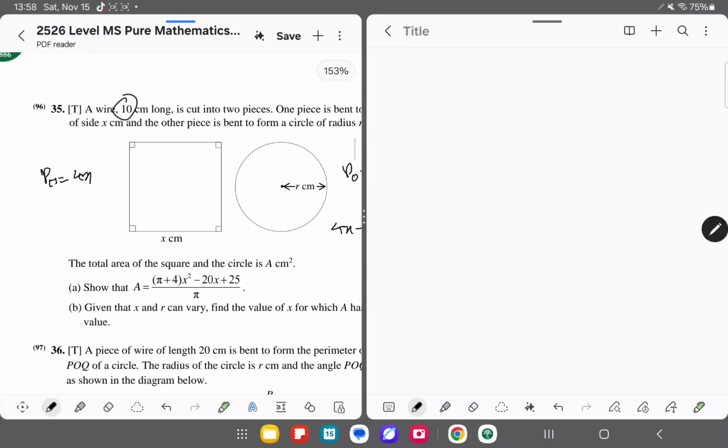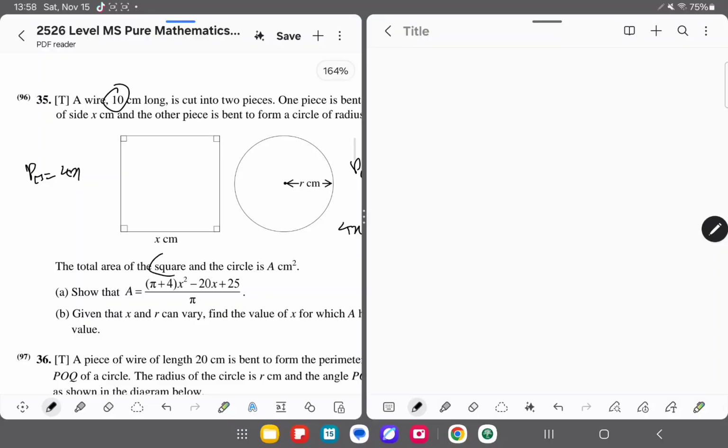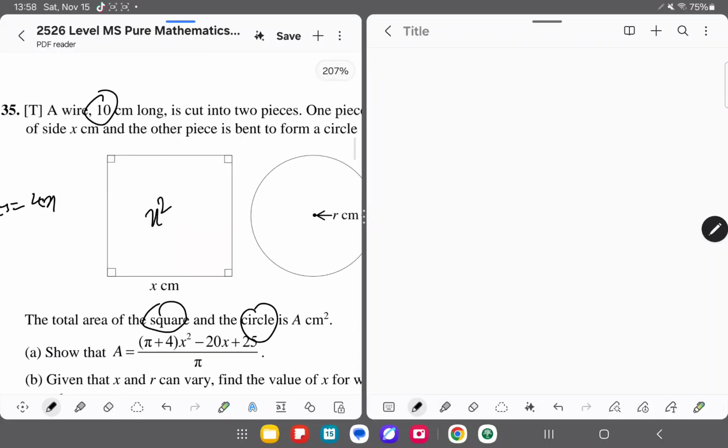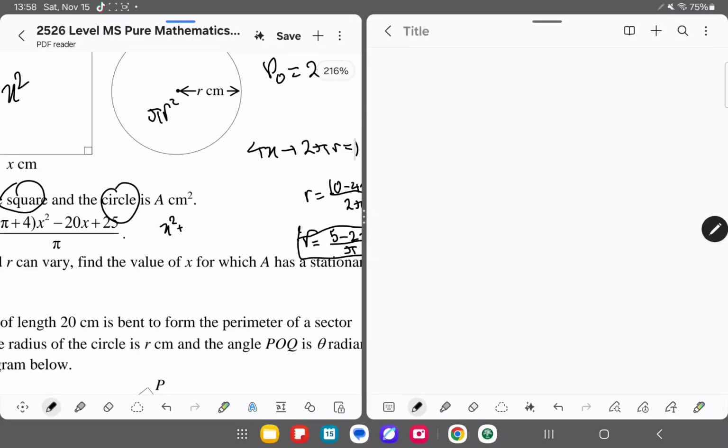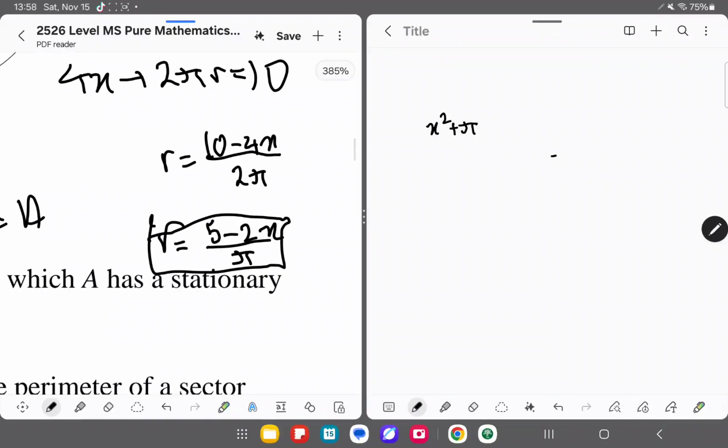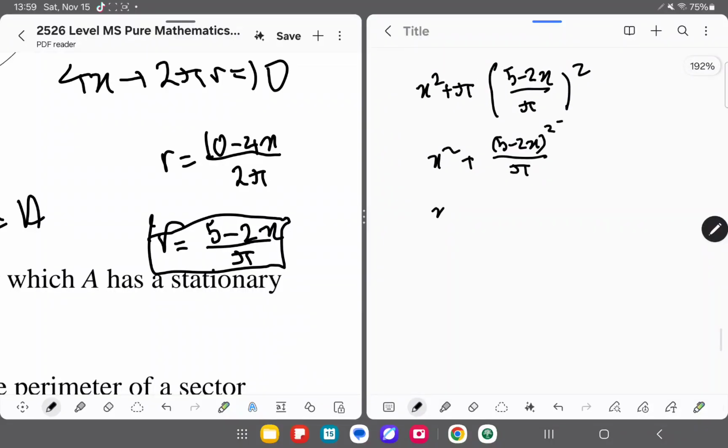Then we get the area of each of the shapes because they want the total area of the square and circle. So we get x squared for the square and pi r squared for the circle, and we just add them: x squared plus pi r squared is equal to A. Instead of r, I put r in terms of x, which is 5 minus 2x over pi, so we get x squared plus pi times (5 minus 2x over pi) squared. Actually, I'll just put it on the other side.